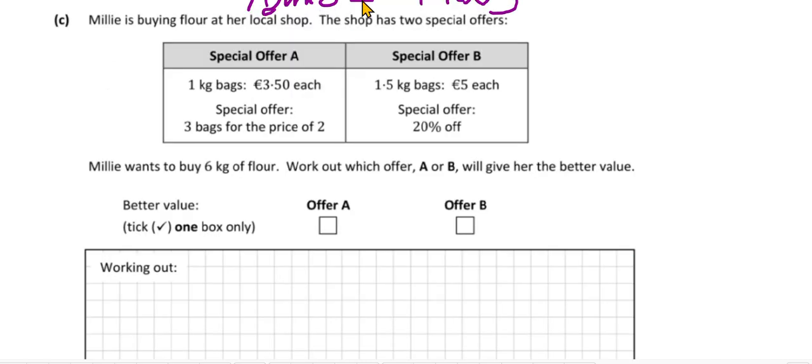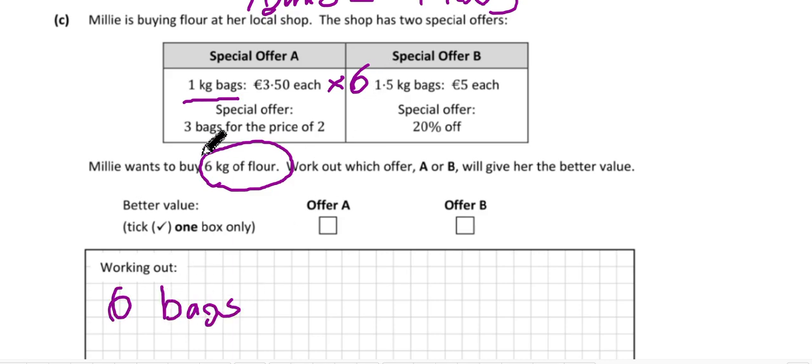So when you're comparing special offers, do you know what you have to do? You have to have the same mass or the same weight. How much are we asked to buy? We're asked to buy 6 kilograms. How many 1 kilogram bags do I need to buy then? Would you agree I need to buy 6 of them? Now, I do need 6 bags.